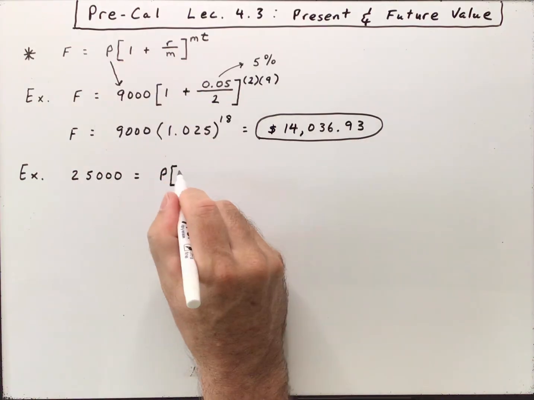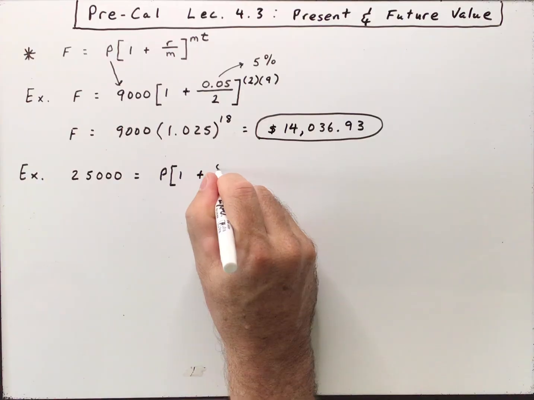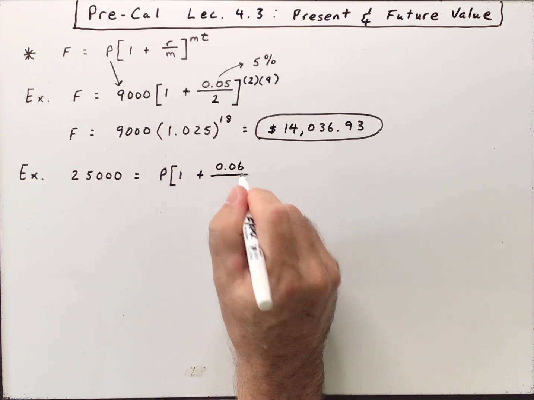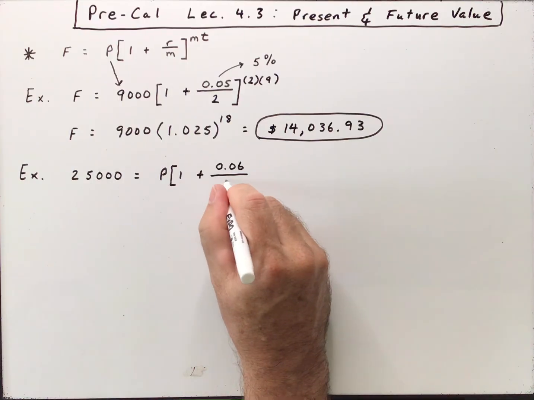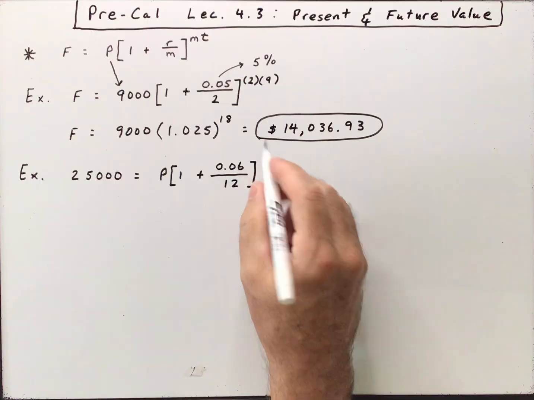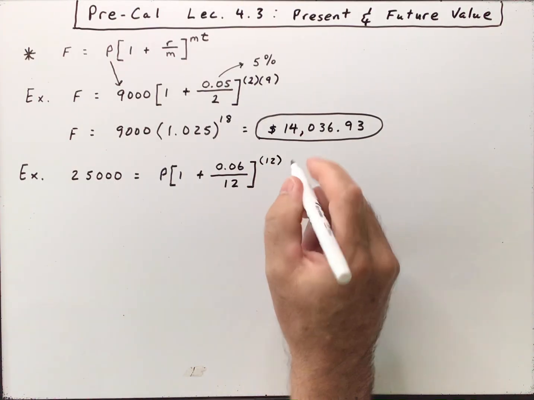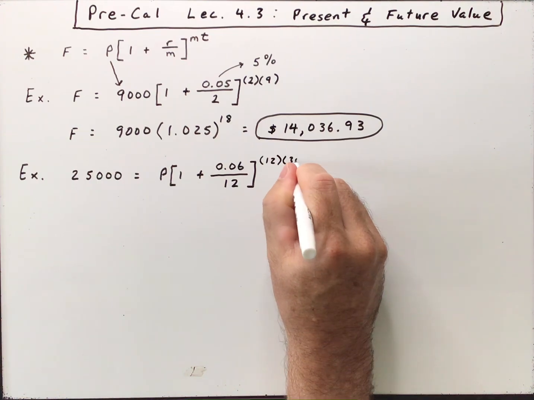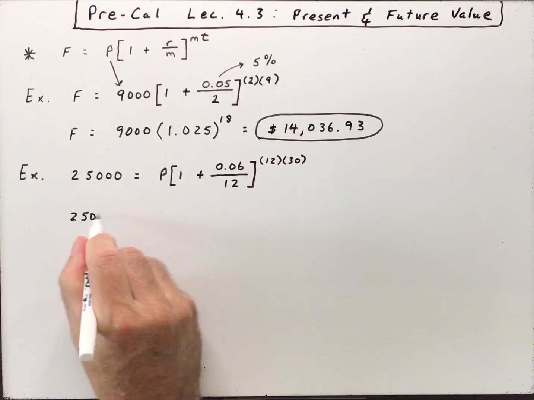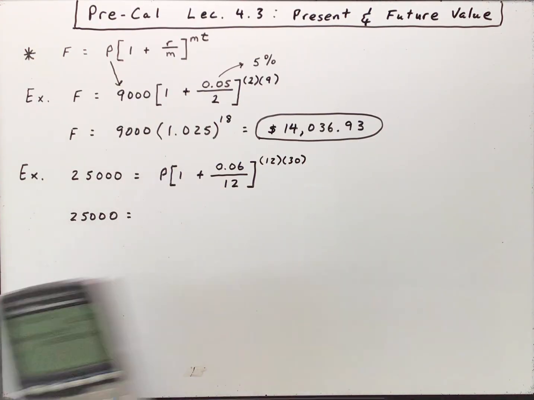So we have P times 1 plus. Says the interest rate is 6%. We got to change that to a decimal, so that's 0.06. Number of compoundings per year, it's monthly, so there's 12 months in a year. And then as an exponent, it's the number of compoundings times the years, and the years would be 30. Okay, so you could put all this in your calculator at once. That is completely fine. I'm going to chop it up a little bit.